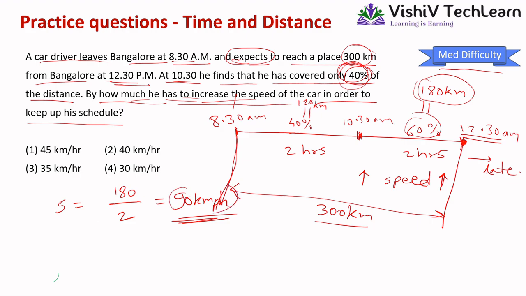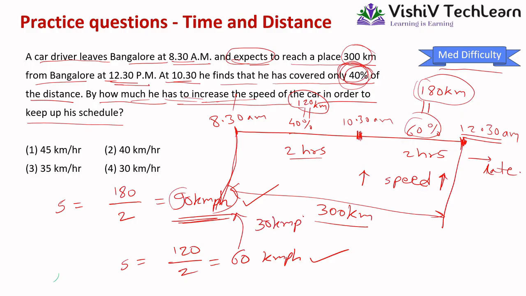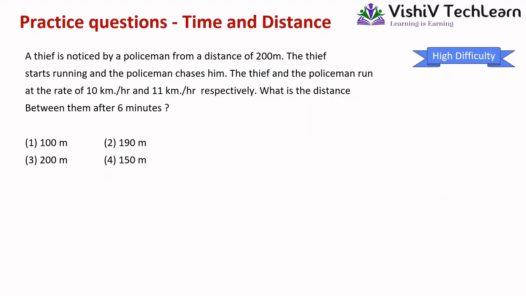Now from 8:30 to 10:30 he has covered 120 kilometers. So this speed is what? 120 upon, in 2 hours he has covered. So 120 upon 2, which is 60 kilometers per hour. So for half of the journey, or half of the time, he has 60 kilometers per hour, and for the remaining half he needs to maintain 90 kilometers per hour. So the increase in the speed is 30 kilometers per hour. So this should be the final answer, which is option 4. Option 4 is correct. Let's go to the next question.